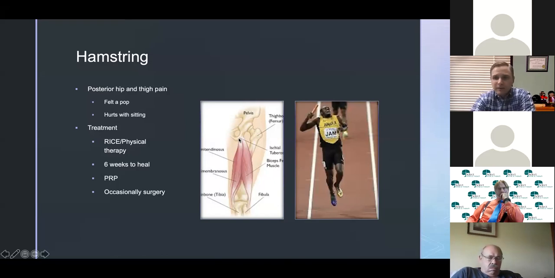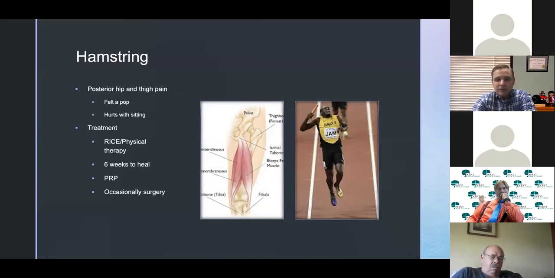The first treatment for most all of these problems is going to be rest, ice, and then therapy. It takes about 6 weeks for these problems to heal and really start where you're getting better with that. Occasionally, we can put PRP injections in this area, and very rarely does this equate to surgery.